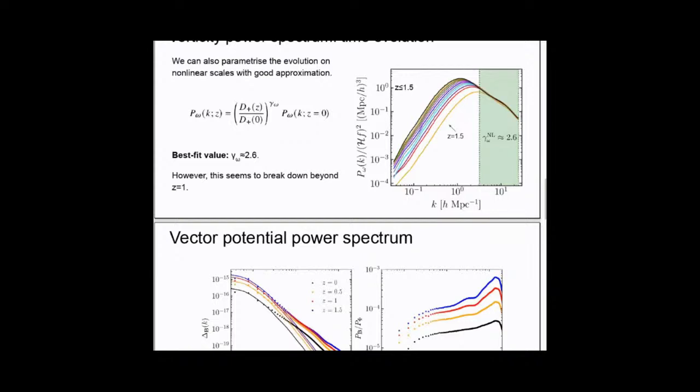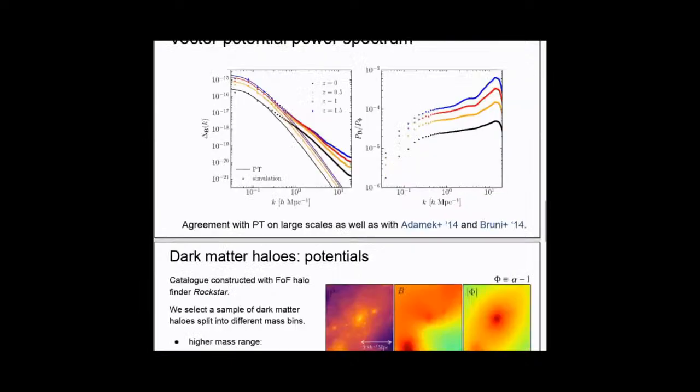So in some sense, this parameterization on nonlinear scales breaks down, but it breaks down above redshift 1. Below that redshift, this seems to work quite well up to very nonlinear scales. So that's enough for vorticity. I will now move on to the vector potential.